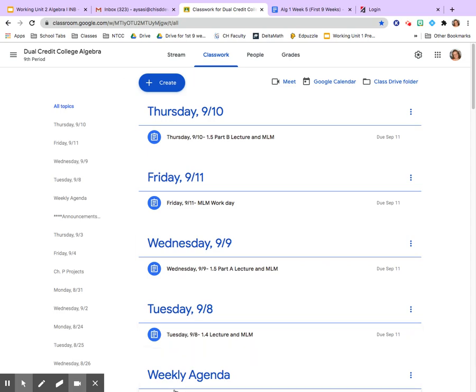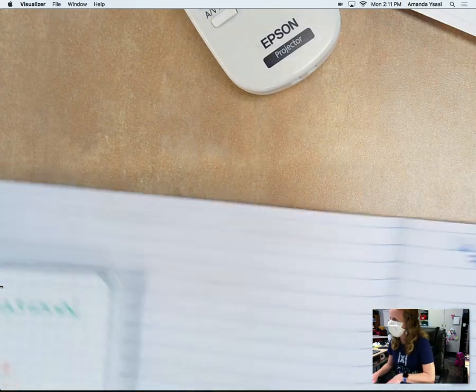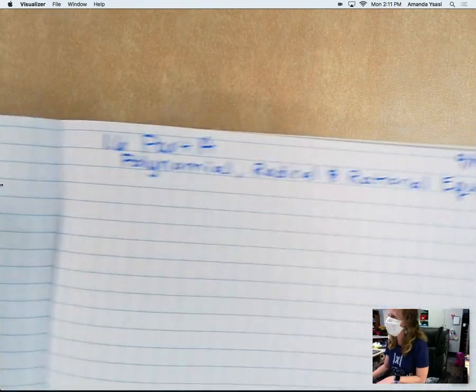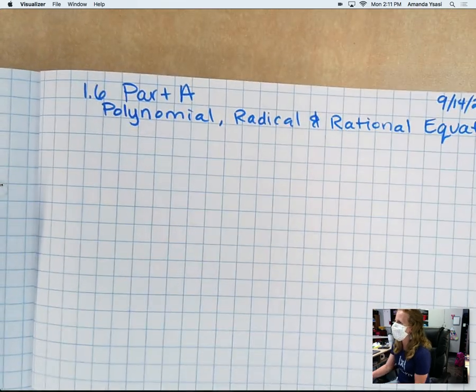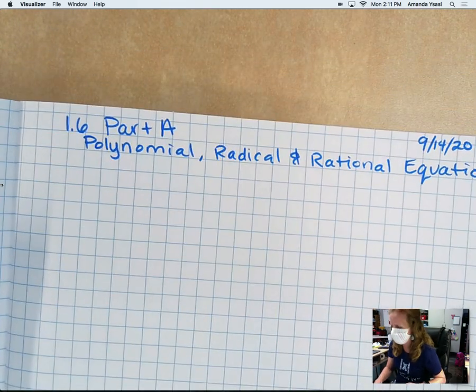Okay, we are going to go over 1.6 this week. It's going to take a little bit of time because I'm going to break it up into parts. So part A is going to be polynomial, radical, and rational equations.